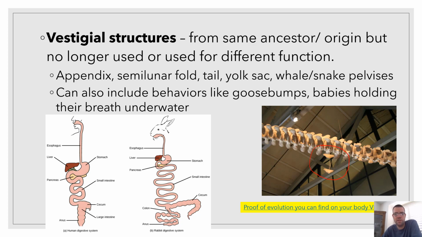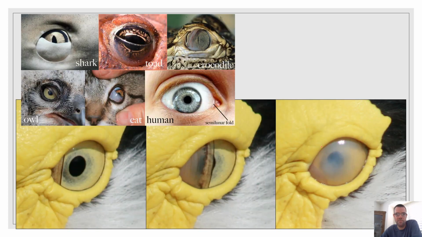But there's lots of structures, and down here at the bottom, I've got a video. I'm going to go ahead and put this up on Classroom as well. Proof of evolution you can find in your body. It's really interesting. It's pretty short. It's worth watching. But it can also include behaviors, and they do talk about that in the video as well, so it's worth checking out.